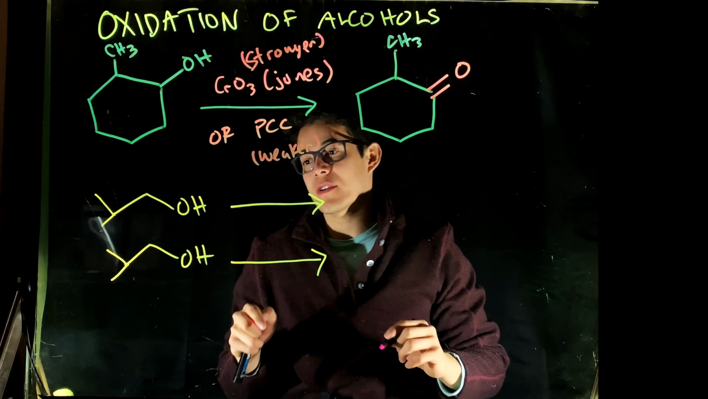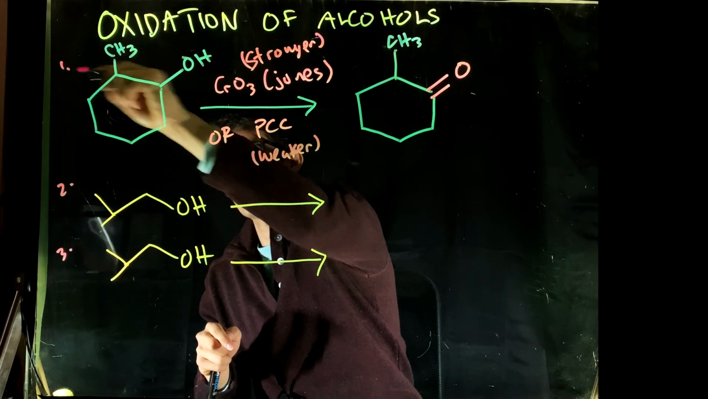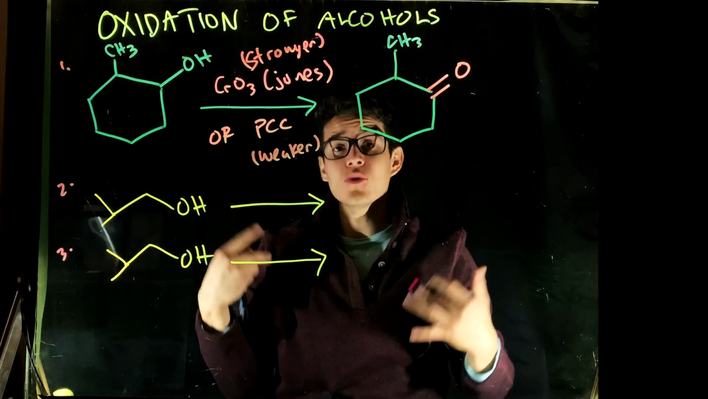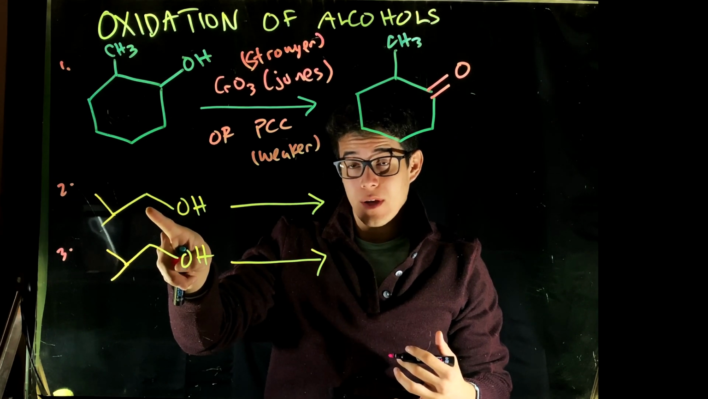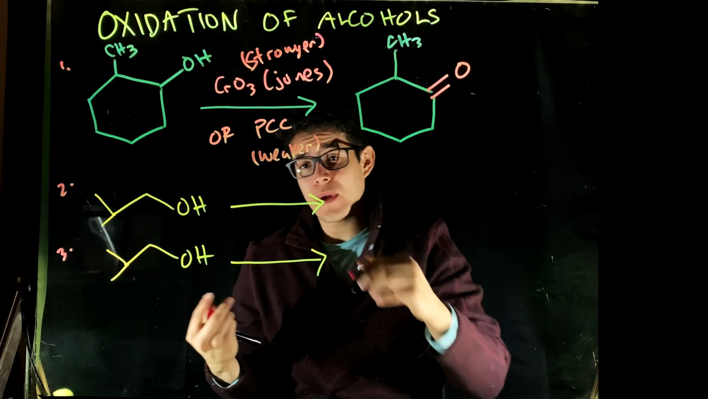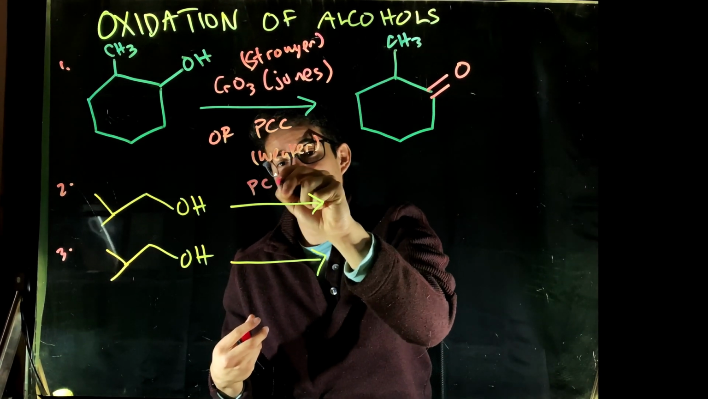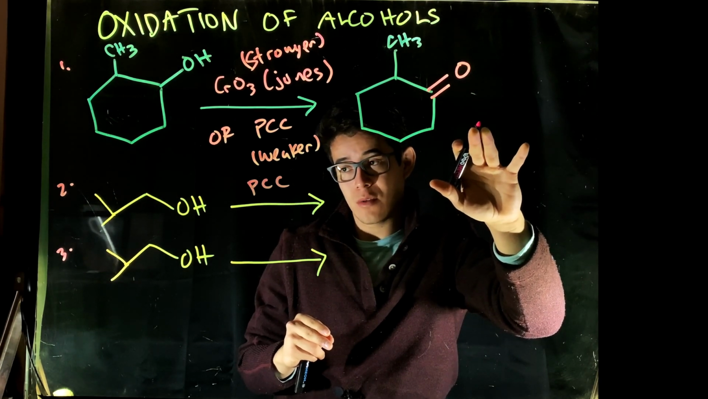Let's go ahead and look at our next example. Example number 2, what do you think the major product will be? Well, we have a primary alcohol in this case, and we need to know what we're reacting it with. Let's say we react it with PCC. Do you think that we would get a ketone group here? What do you guys think?